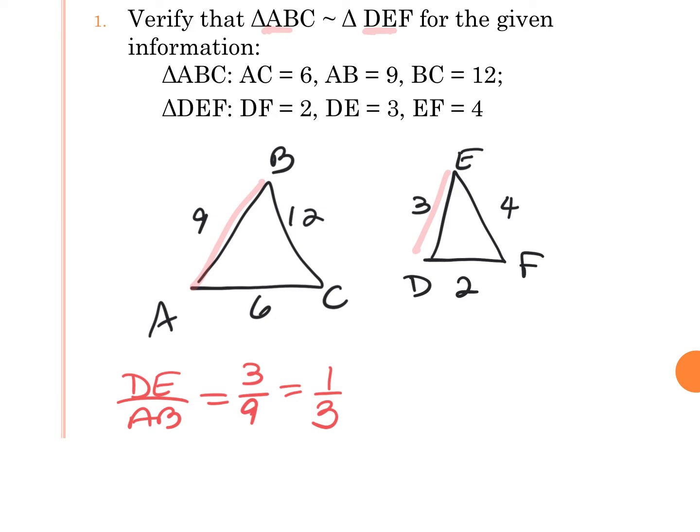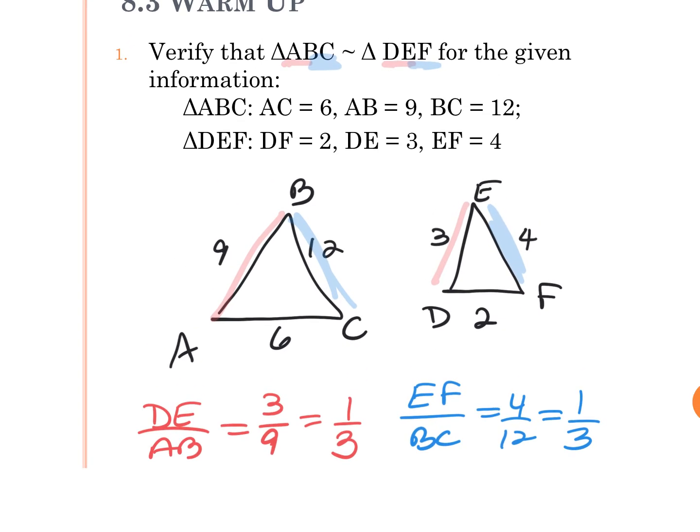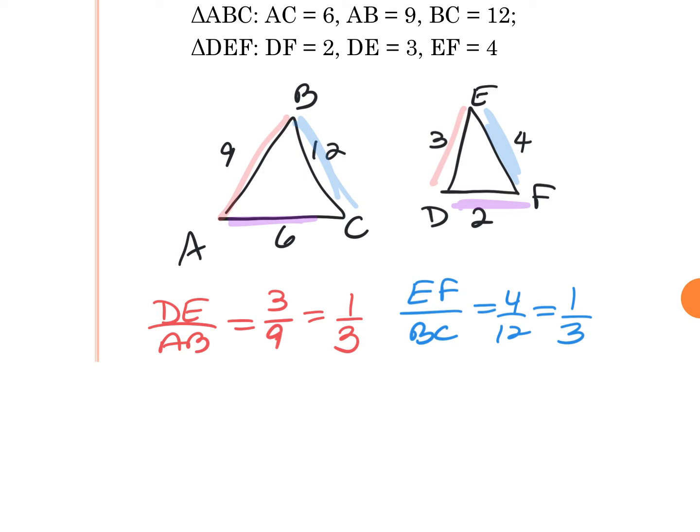Then the next two letters could be BC matching with EF. BC is 12, EF is 4. So if I write it in my ratio, EF over BC, 4 over 12, also reduces to 1 to 3, or 1/3. And then lastly, I can grab the last side, which is beginning to end here, beginning to end. So I am doing AC with DF. So DF over AC, 2 over 6, 1 to 3.